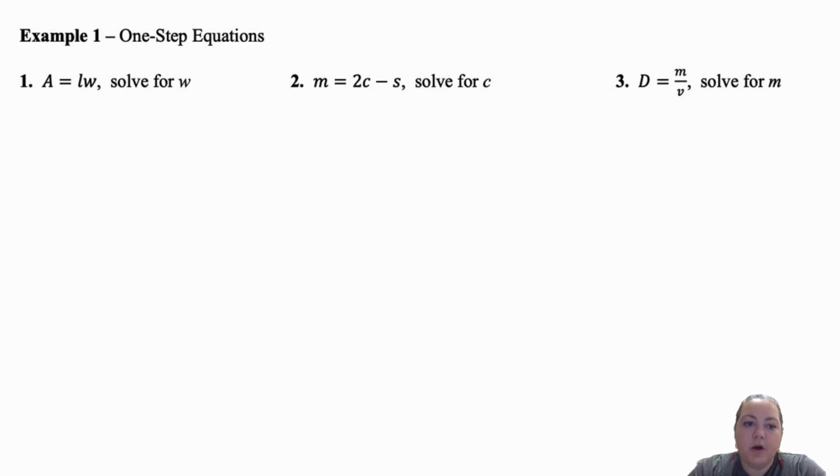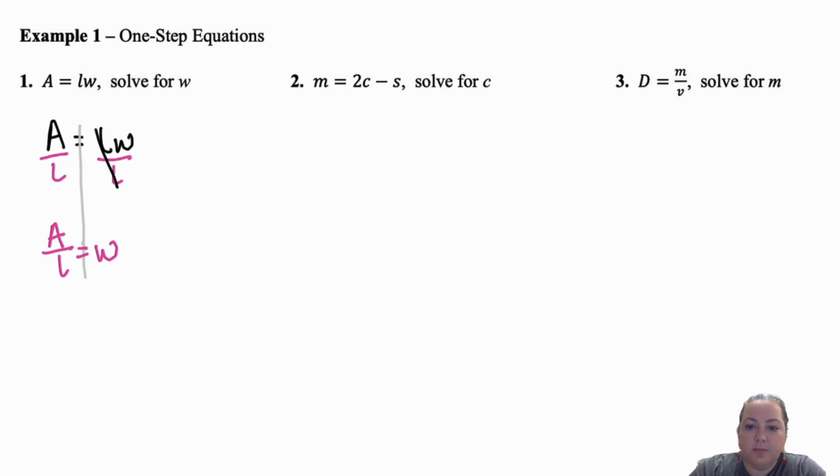Alright, so our first example, a one-step equation. I have A equals L times W, area equals length times width. Solve for W. So I'm going to separate my two sides. I want to get W by itself. It's connected to an L by multiplication. I'm going to undo the multiplication by dividing both sides by L. The L's will divide out, and I get A divided by L equals W.